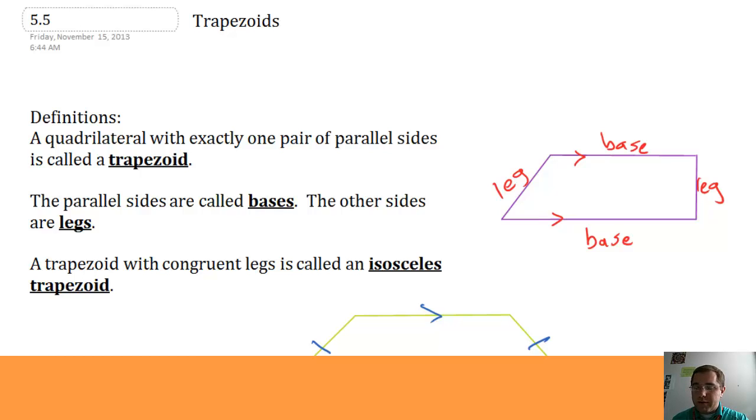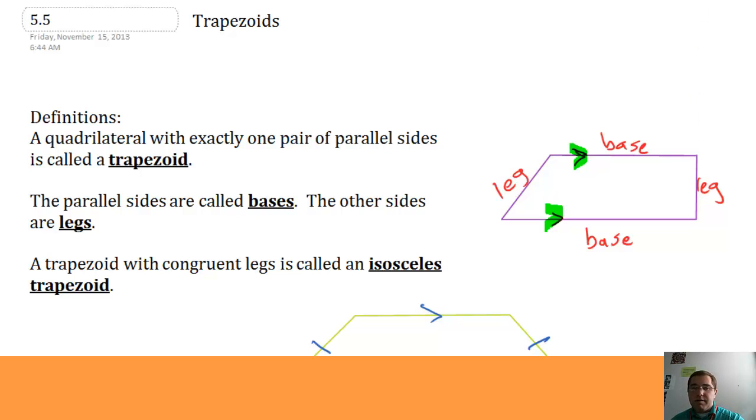So this purple picture I've drawn on the right is a trapezoid. The top and the bottom are parallel, and I know that because of these arrows that I have right here. The other two sides are clearly not parallel, because if I were to extend the left side, it's eventually going to run into the right side.